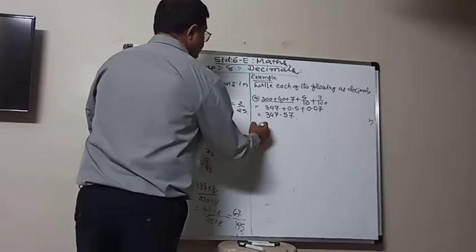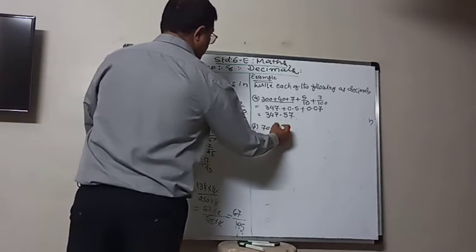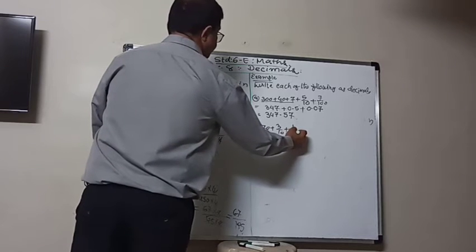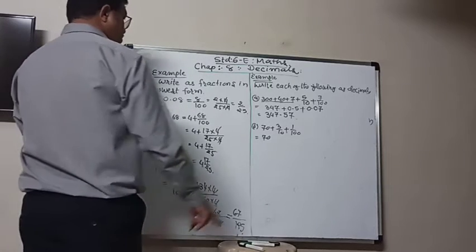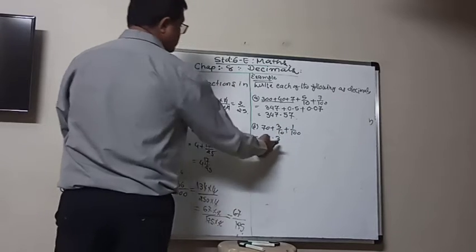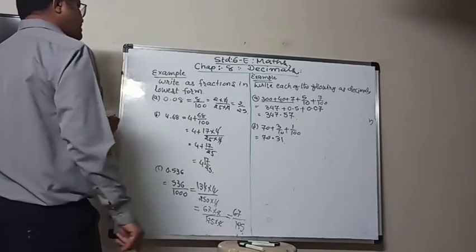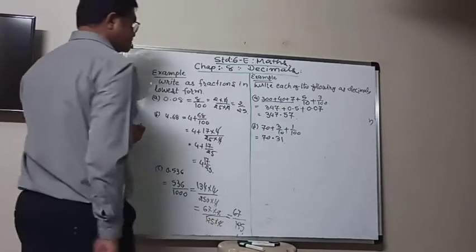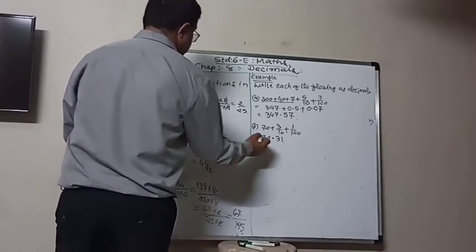Let's take another one. 70 plus 3 upon 10 plus 1 upon 100. So here 70. Then you know that there will be point and 3/10 means in the 10th place 3 and in 100th place it is 1. So you write down as 70.31. You did not write down this step also. You can directly also write down if you know how to do it.